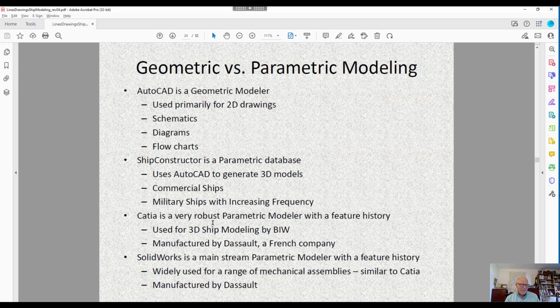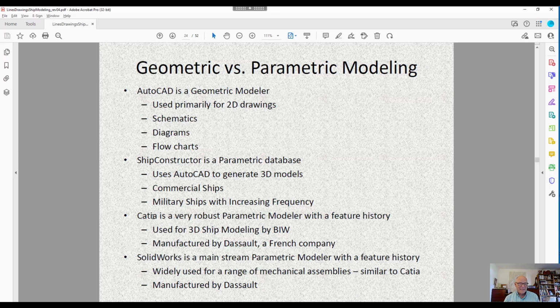CATIA is a very robust parametric modeler that can model complete ships. It's very expensive, and the version of CATIA that's used for ship design at Bath Iron Works is a specialized adaptation of CATIA that was generated through the relationship between the company and Bath Iron Works. It's manufactured by Dassault. Dassault is a French company. Dassault initially started CATIA as an airframe aeronautics CAD program for designing airplanes. It's also the same company that makes a program called SolidWorks.